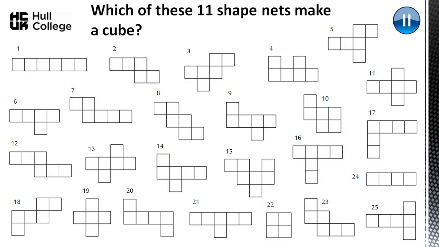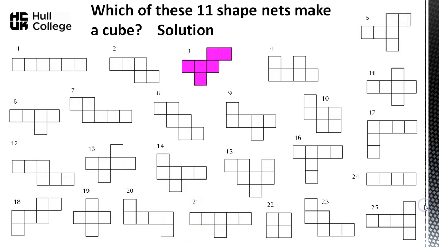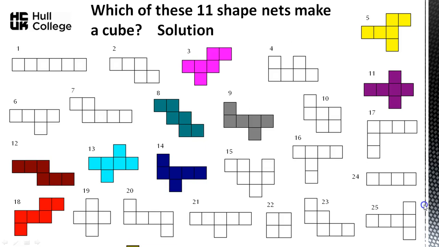Pause the video while you write down the numbers that you think are nets that could be used to make a cube. Let's see if you're right. Number 3, number 5, number 8, number 9, number 11, number 12, number 13, number 14, number 18, number 20, and number 25.